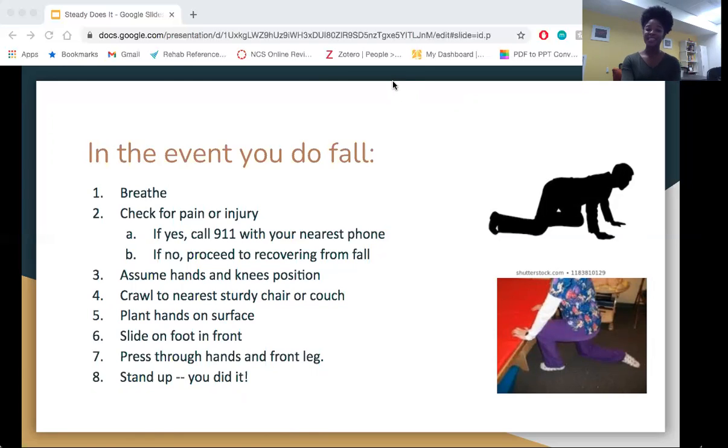First, assume hands and knees position, like the top right picture. Then crawl to your nearest sturdy chair or couch. You want to make sure that the chair is sturdy so that you're not toppling over with the chair again. So once you crawl to the nearest sturdy chair or couch, you'll plant the hands on the surface, similar to the bottom right picture.